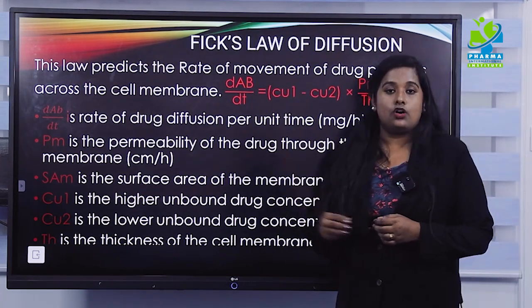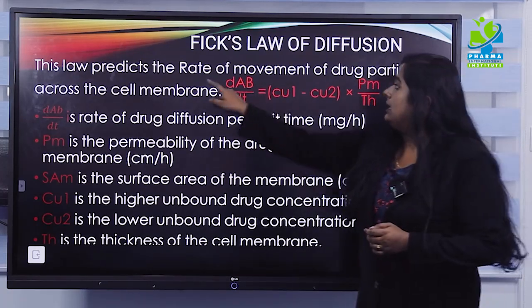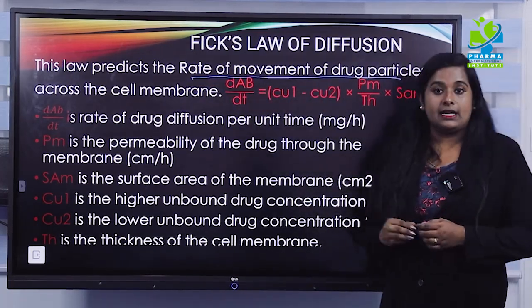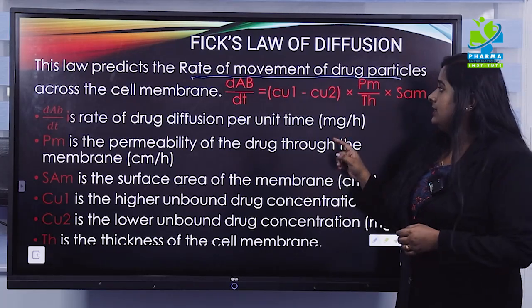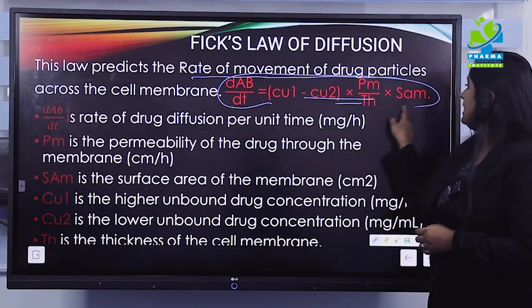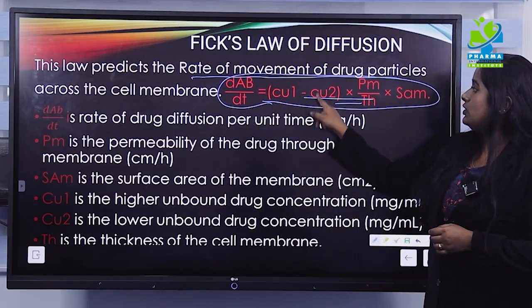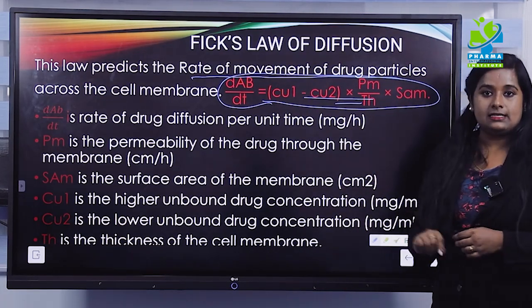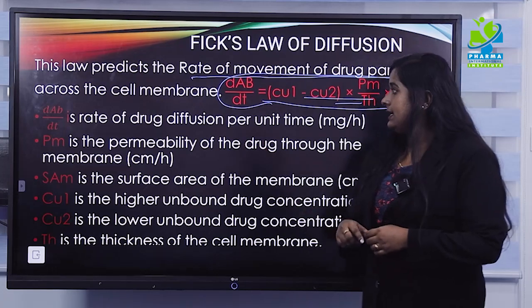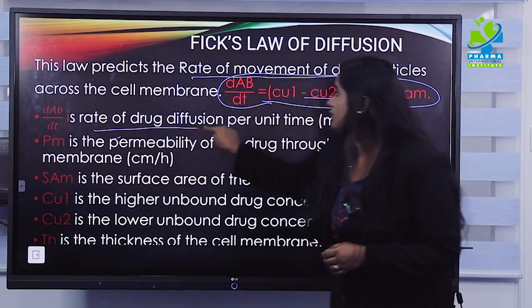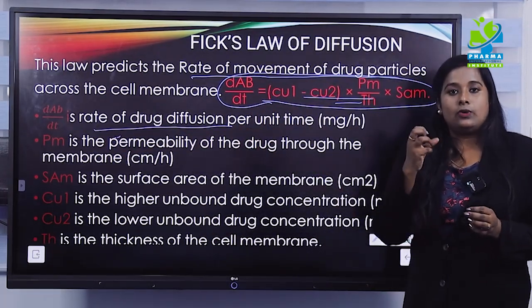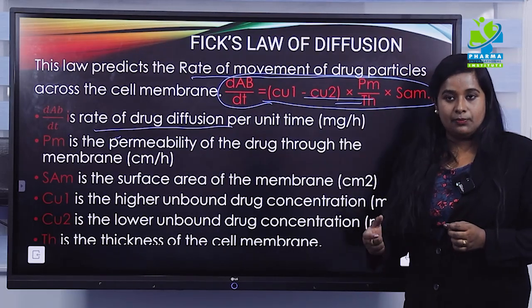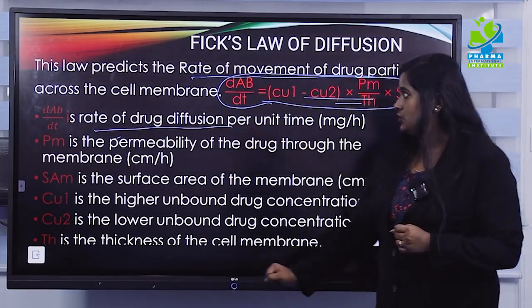So, what does Fick's law of diffusion say? It predicts the rate of movement of the drug particles across the cell membrane. The formula is dAb by dt equals (Cu1 minus Cu2) into Pm by Th into SAM. So, dAb by dt is the rate of drug diffusion, that is at what rate the drug crosses the cell membrane, that is the rate of diffusion.